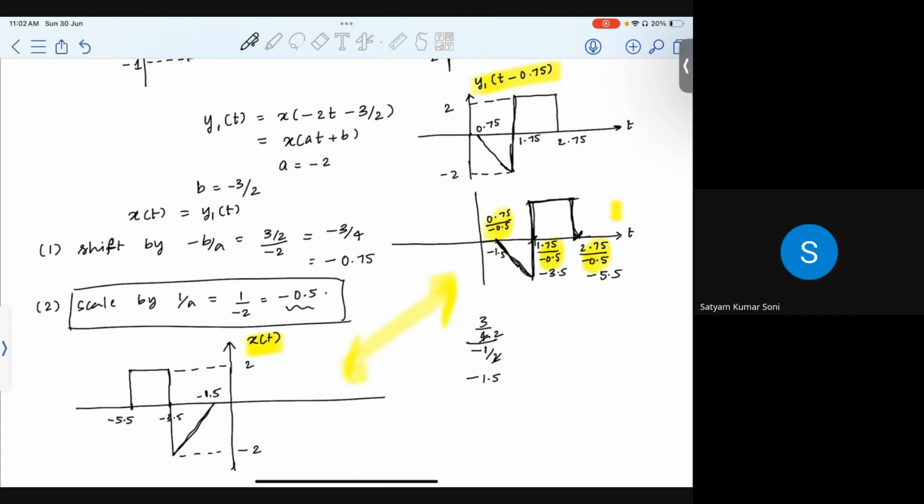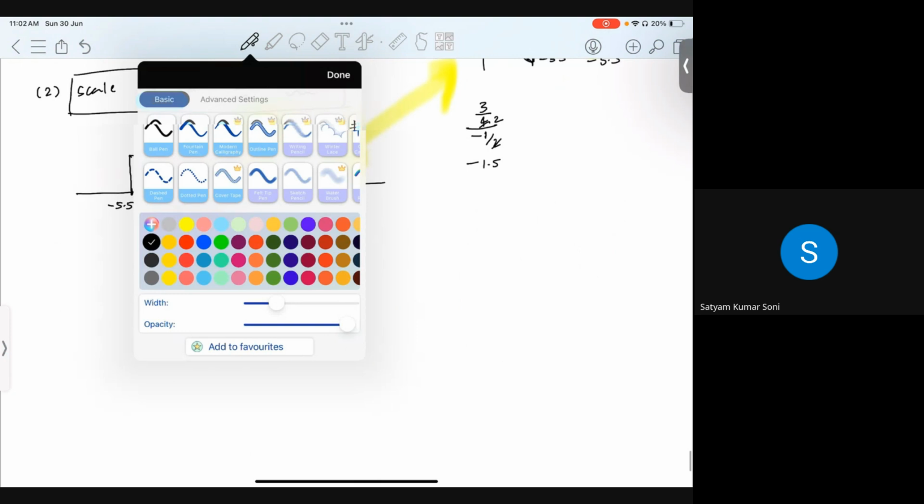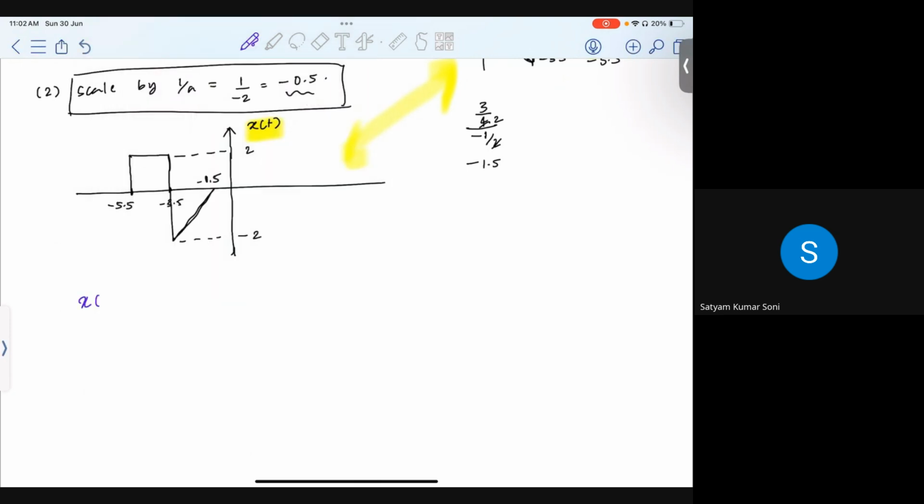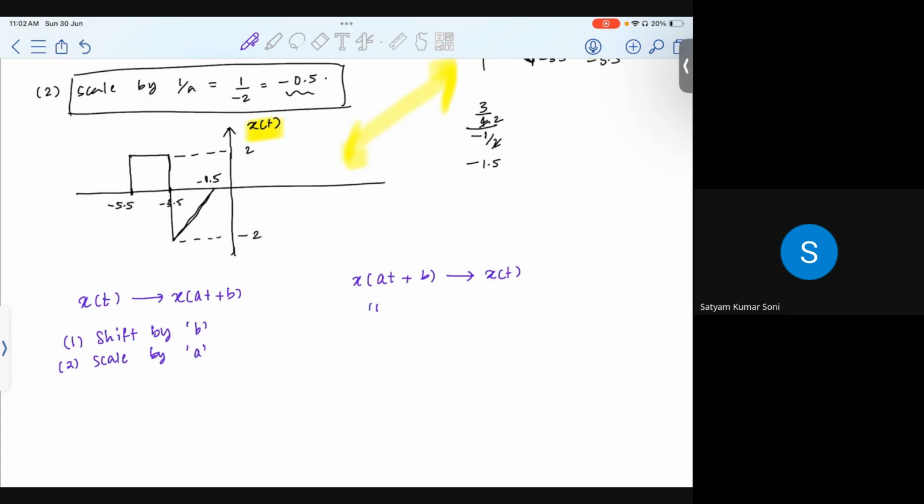So always remember our standard steps. Don't forget them. From x of t to x of at plus b, the first step is shift by b and scale by a. If you want to go from x of at plus b to x of t, first shift by minus b by a and then scale by 1 by a. Okay.